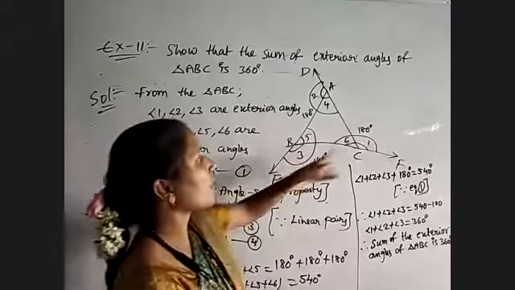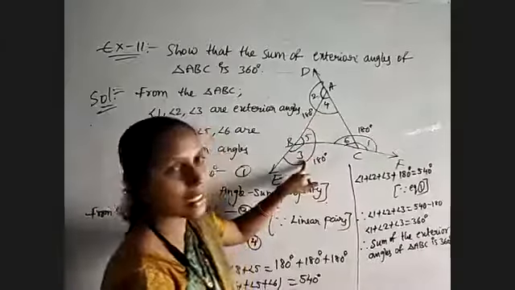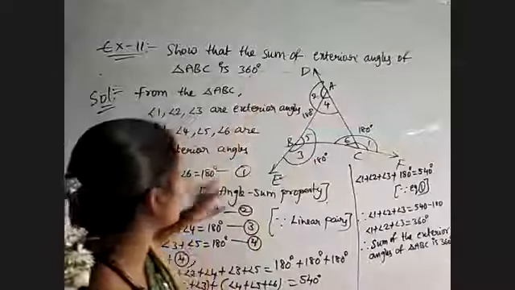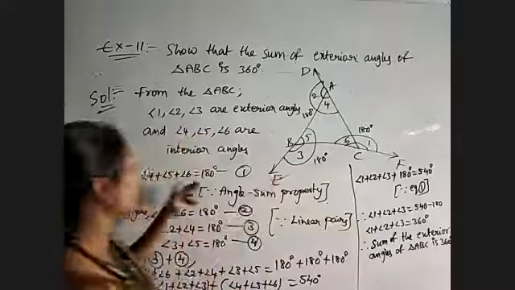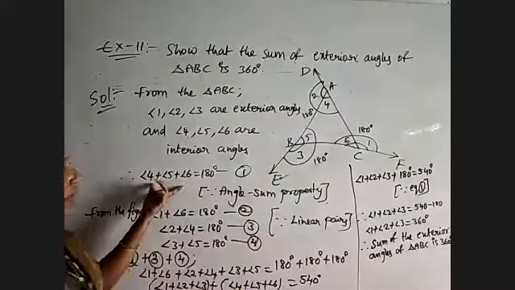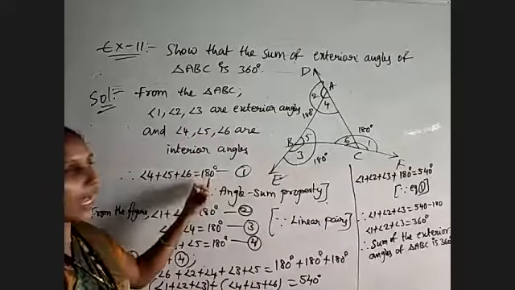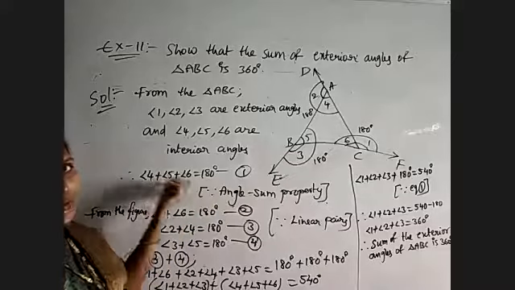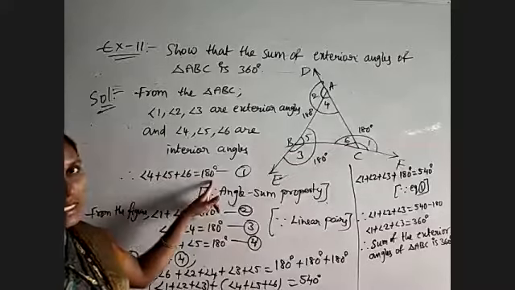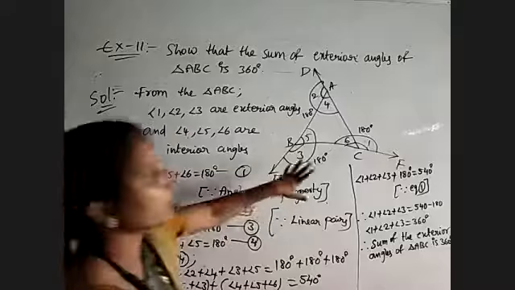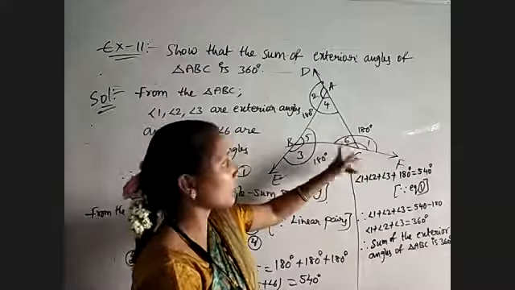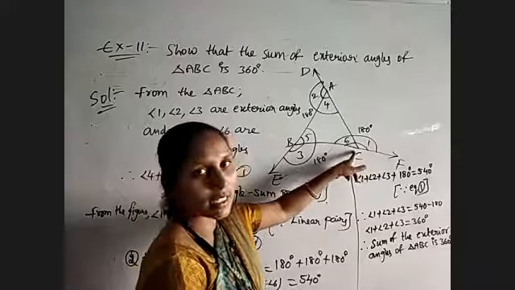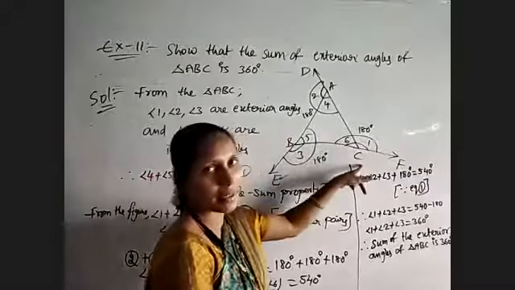And angles 1, 2, 3 are exterior angles. According to the question, we need to show that the sum of those three angles is 360 degrees. So first I am using the angle sum property and writing that the sum of angles 4, 5 and 6 is equal to 180 degrees. After that, from the figure, exterior angle plus interior angle, by adding those two, we are getting 180 degrees because they are linear pairs.